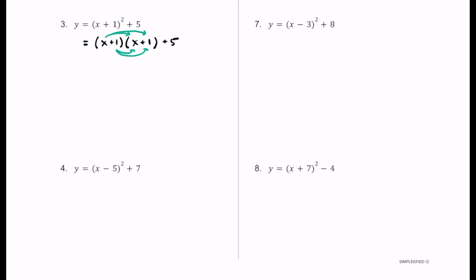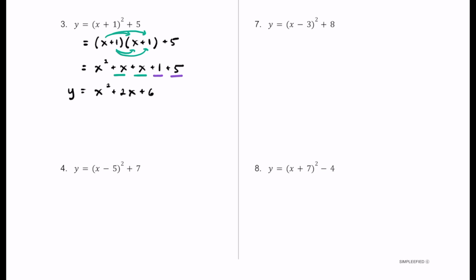If we go ahead and write that out, x times x is going to be x squared, x times 1 is going to be a positive 1x, x times 1 again is going to be another positive x, and then 1 times 1 is going to be 1, and then we have a plus 5 at the end here. Okay, we're going to combine these positive 1x's, and we'll combine these constants of 1 and 5. They're like terms with each other. And then at the end here, we're going to have x squared, then x plus x is going to be 2x, and then 1 plus 5 is going to equal 6. So that's going to be our standard form.